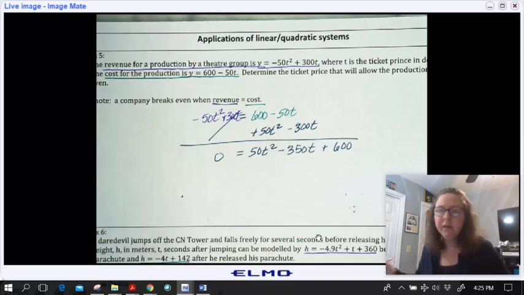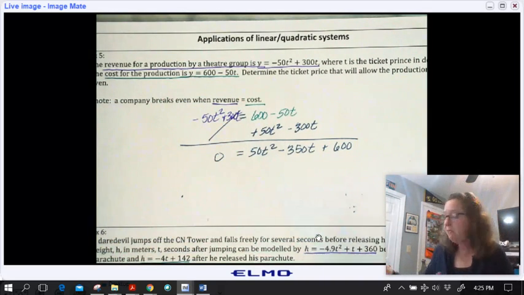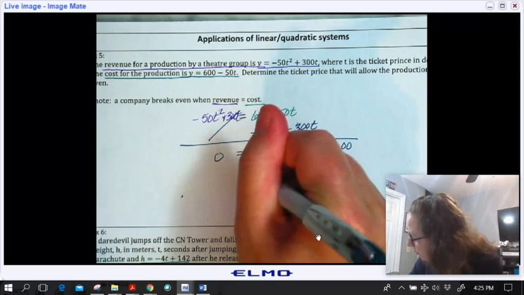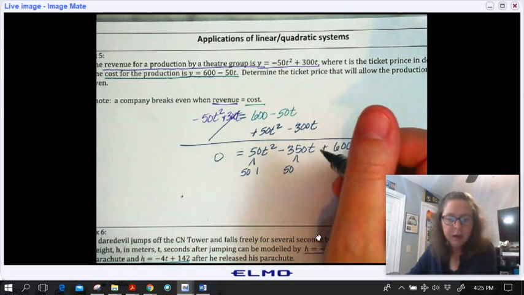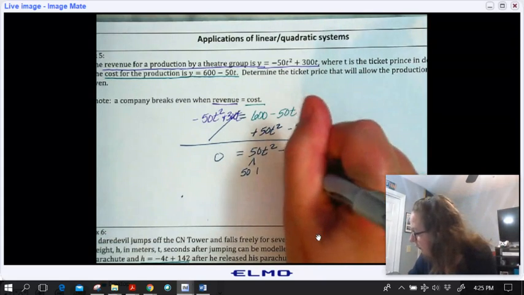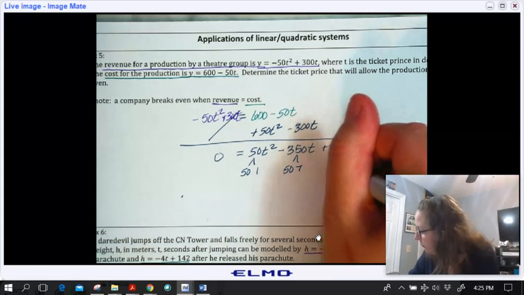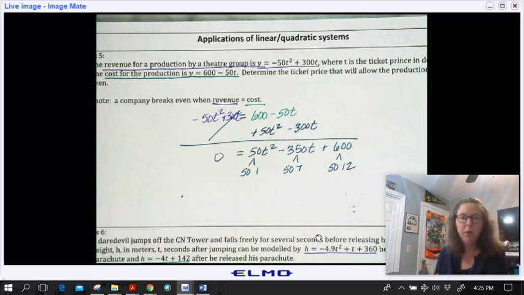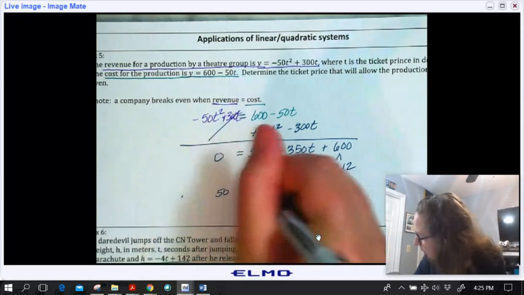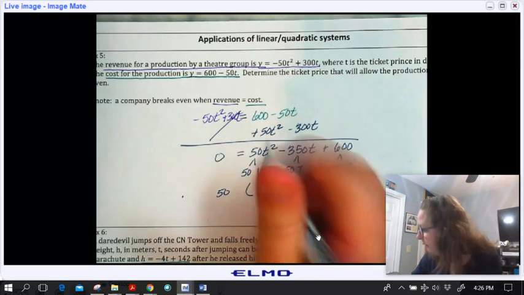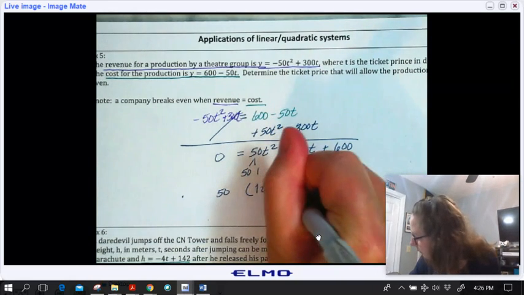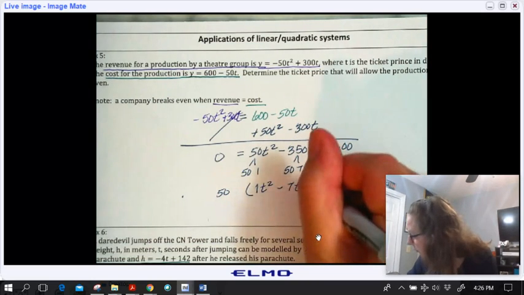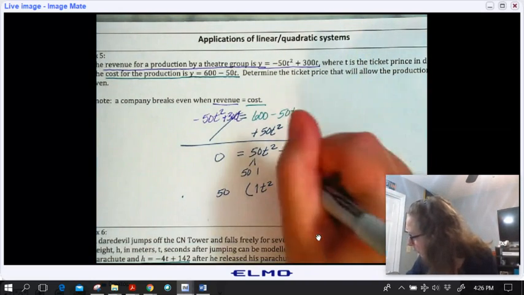The first thing that I notice is that I have three numbers that are all divisible by 50. So I have 50 times 1, 50 times 7, and 50 times 12. Okay, so I'm going to factor out the greatest common factor, which is 50, and then I'm going to write my leftovers. 1t squared minus 7t, and then plus 12. Okay, so I took out that GCF.